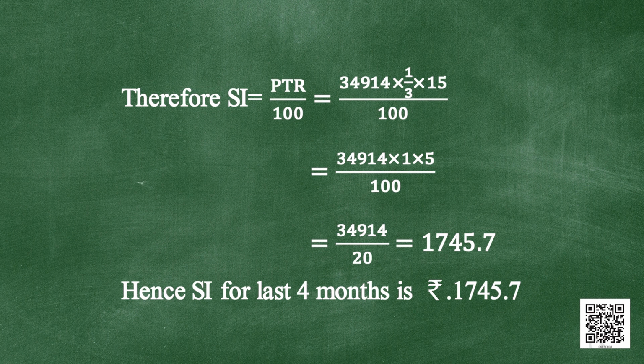So, that is equal to 34,914 times 1 times 5 divided by 100. We have cancelled the terms 3 1s and 3 5s. So, upon simplifying this, we have 34,914 divided by 20, that is equal to rupees 1,745.7. Hence, simple interest for the last 4 months is rupees 1,745.7.